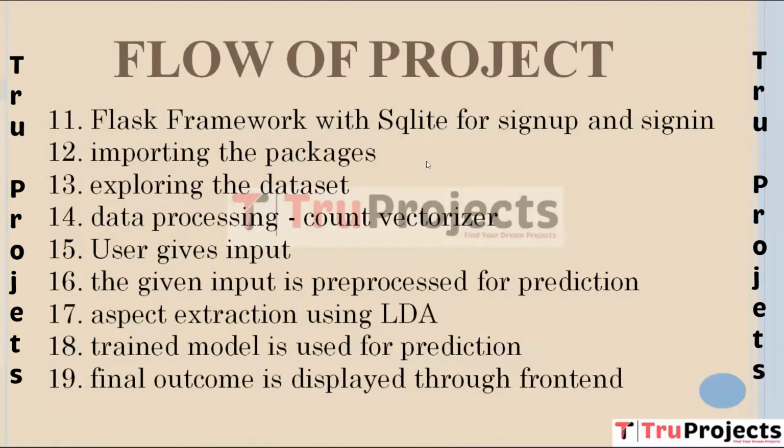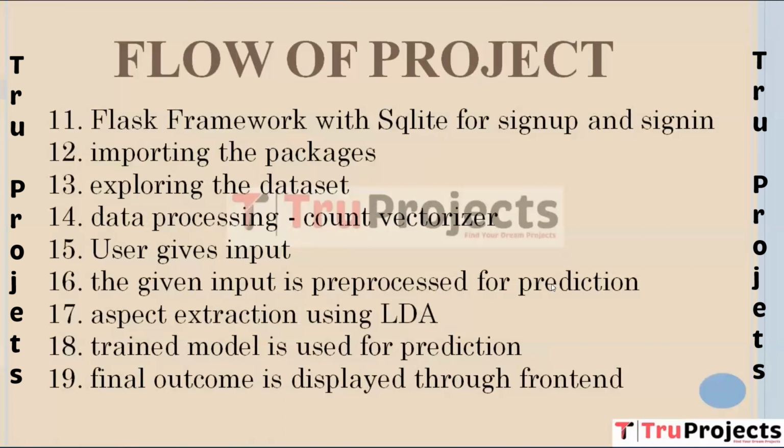Then we have data processing, count vectorizer. Further, data processing involving count vectorization, a technique to represent text data numerically, indicating a focus on text-related features. Then we have user gives input. So here in this, interaction with the application begins as users provide input, which could be in the form of text, preferences, or other relevant information.